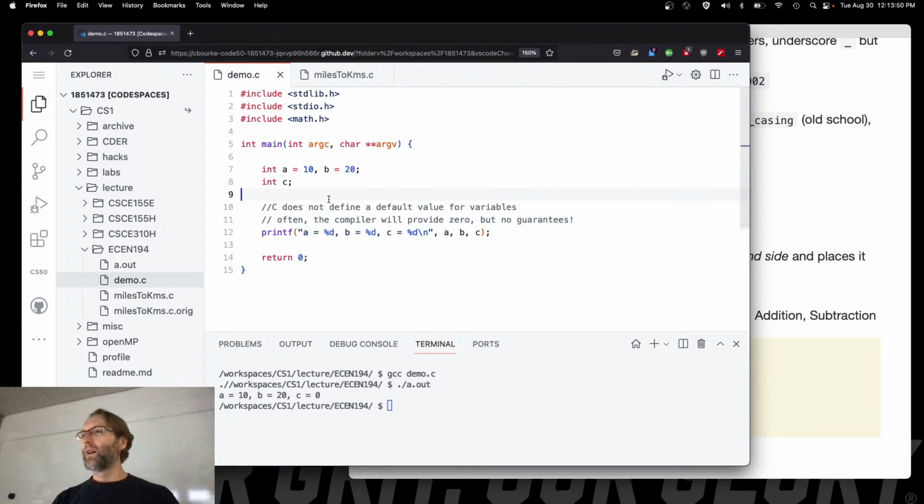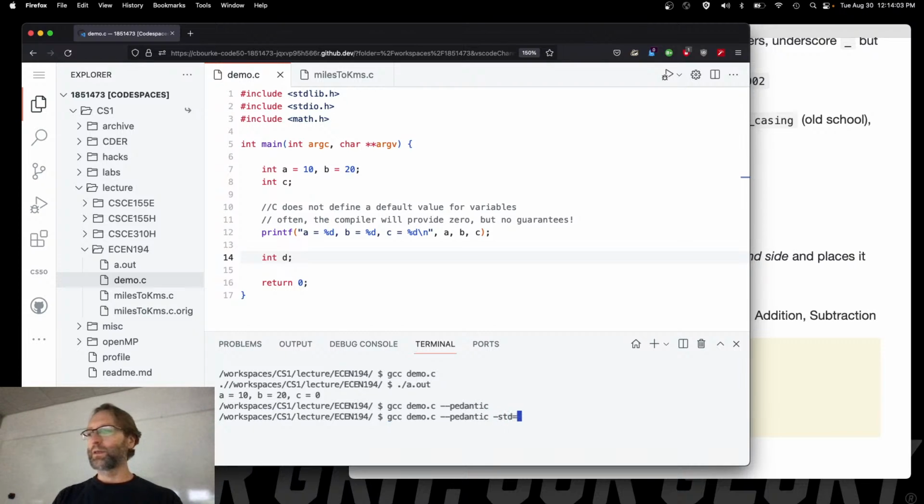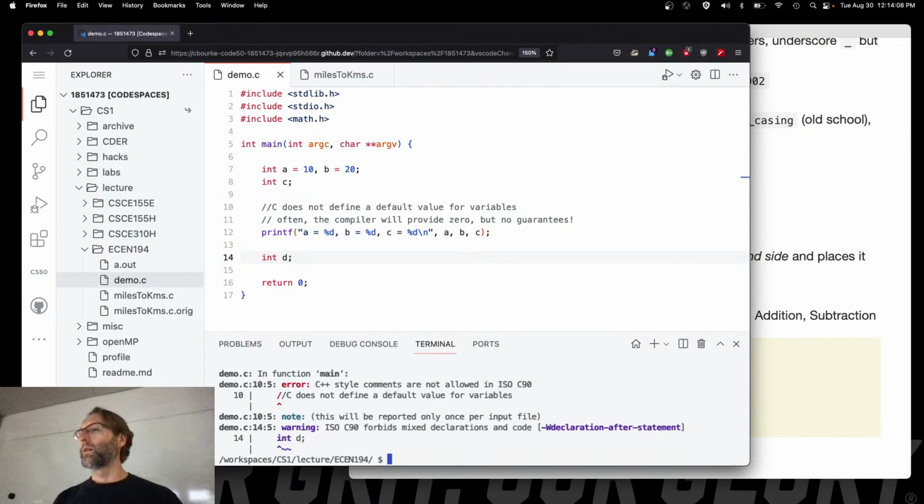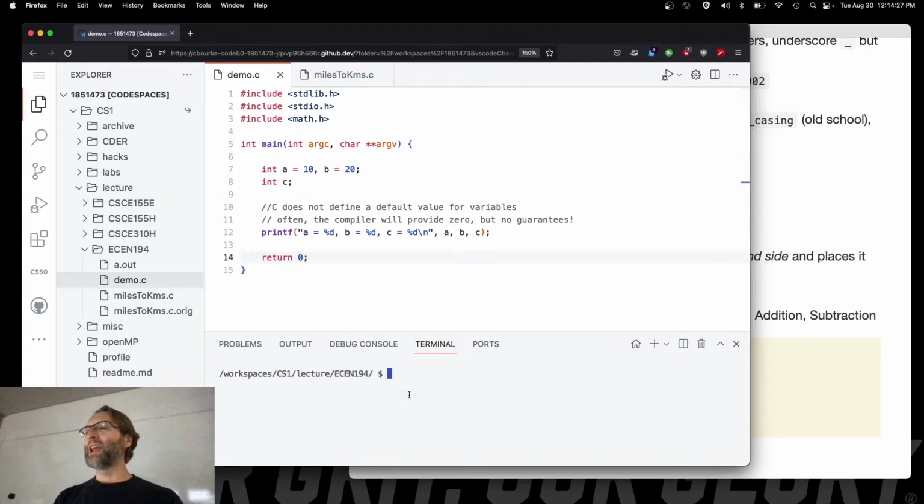I can show you that. Let me go ahead and declare a variable here, int d. And I will go ahead and GCC this pedantically. Oh, no, it's letting me do it. Pedantic, std equals gnu89. Okay, there we go. So in 1990 and before 1990, it didn't let you do something like this. It didn't let you have a mixed declaration down below. And in fact, it didn't even allow you to have these kind of comments before that. But we won't be pedantic about it.